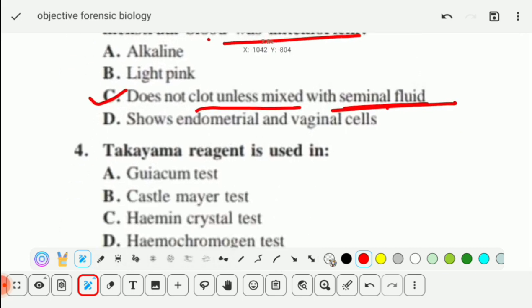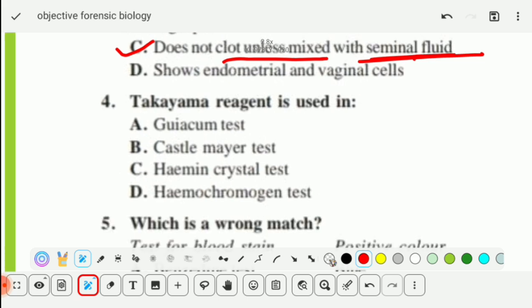Now the Takayama test is a confirmatory test. The Takayama test is also known as the hemochromogen test. So the Takayama reagent is used in the hemochromogen test, whereas Hemin crystal test is another name given to the Teichmann crystal test.